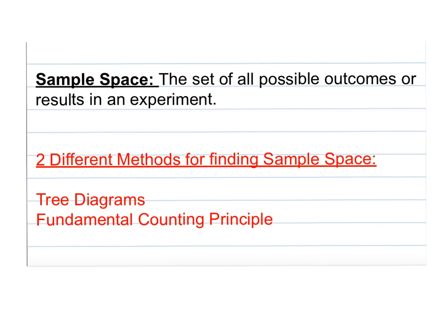Sample space is a word and a definition that you want to write down. So sample space is a set of all possible outcomes or results in an experiment. Two different ways of finding sample space are tree diagrams and the fundamental counting principle, which we're going to go through as we go through this video.